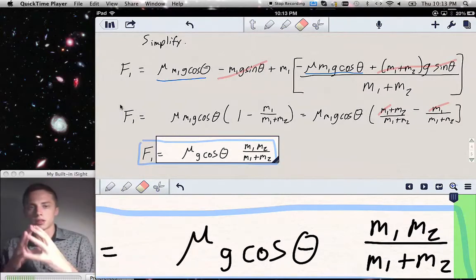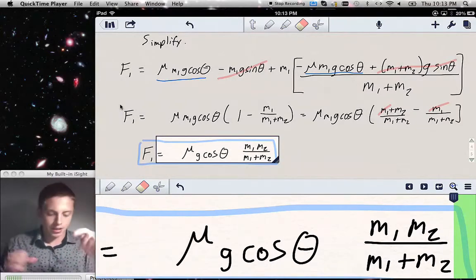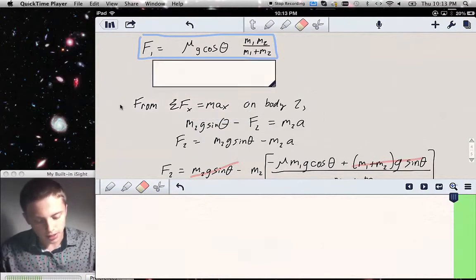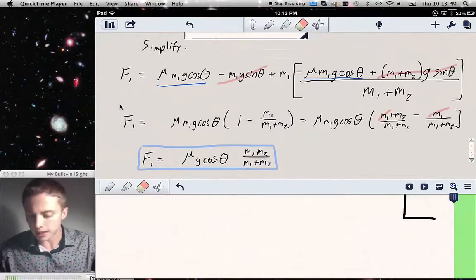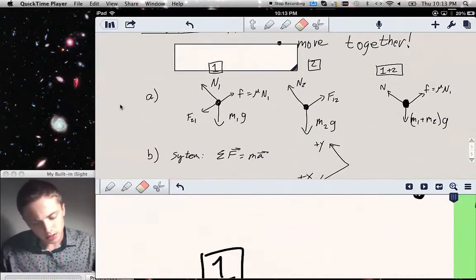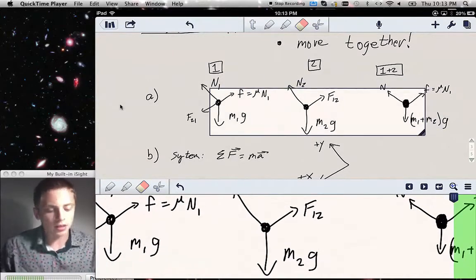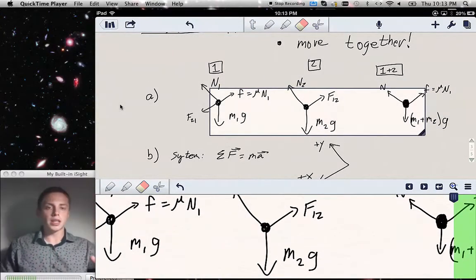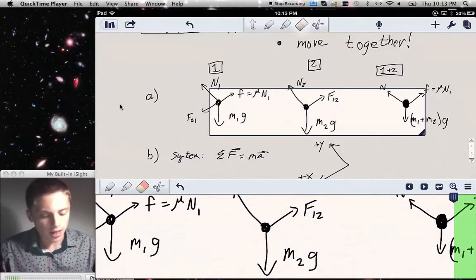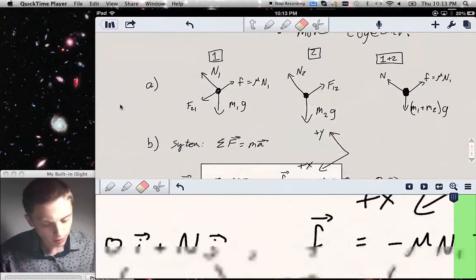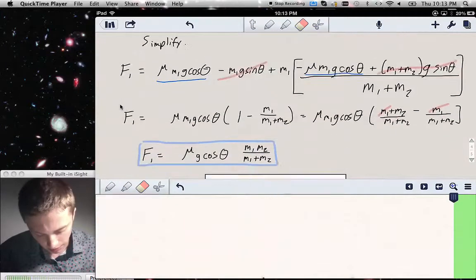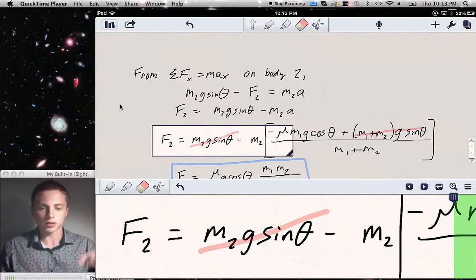Now to prove Newton's third law, I'm going to solve for F2 and show that that's the same as F1. So if I look at body 2, and I sum the forces in the x direction, let's go back to the free body diagram of body 2 since it's been a while. Here it is. We sum the forces in the x direction, we'll get m2g sine theta minus f12. Or I just call this f2, or did I call it f1? What did I call it down here? I called it, I think, just f2. Yeah, f2 instead of f12.